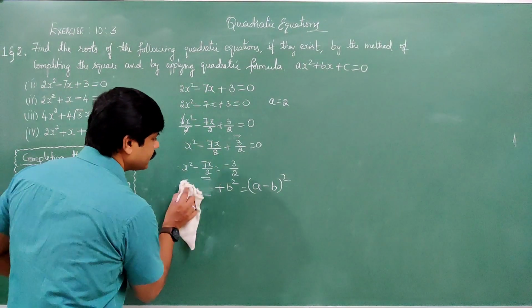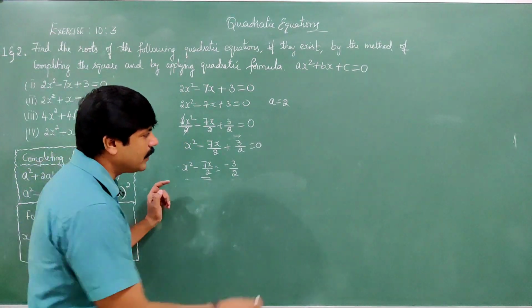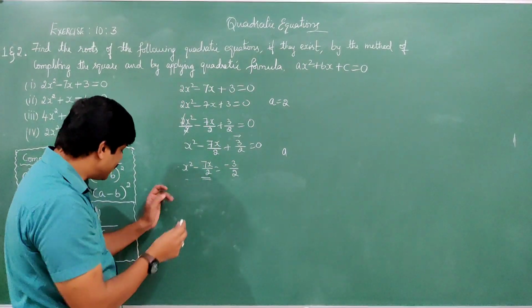Okay, now see here. This is considered as a square. Now here a is equal to 2, in this step, in particular with this formula.